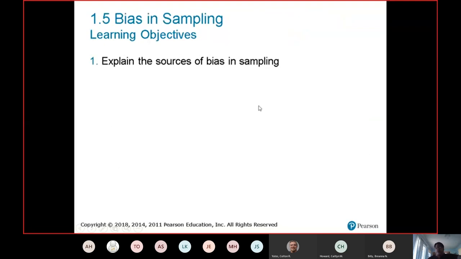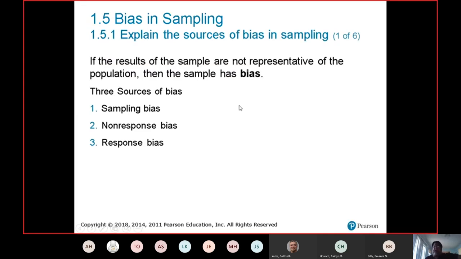Bias. Here's the word of the day, bias. I think Mr. Yates said it. I thought somebody else did. Okay, they said it in different words, but basically bias. What is bias? Bias is basically when you're not neutral. Bias is when you're not neutral.